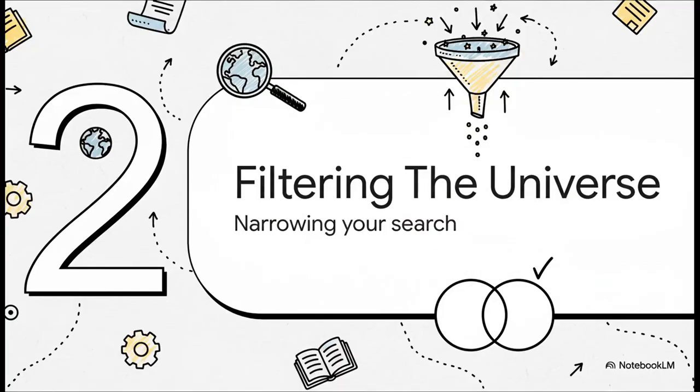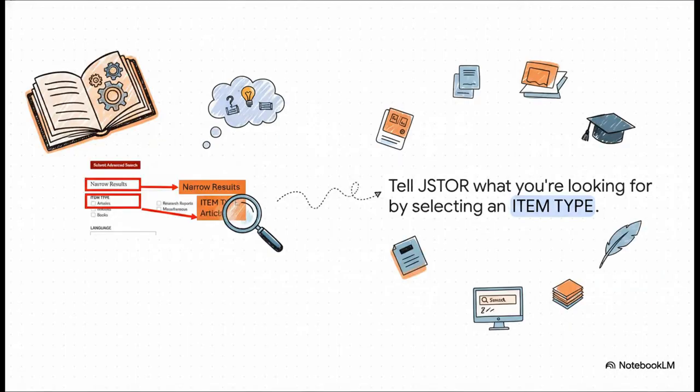Okay, on to step 2, filtering the universe. And this is so cool because we get to set up some guardrails before we even hit search. You have no idea how much time this is going to save you down the road. So, first things first, you can tell JSTOR exactly what kind of stuff you're after. Let's say you need peer-reviewed articles for a big paper. You just check that articles box. And just like that, you've instantly filtered out things like book reviews or pamphlets that you don't need right now.